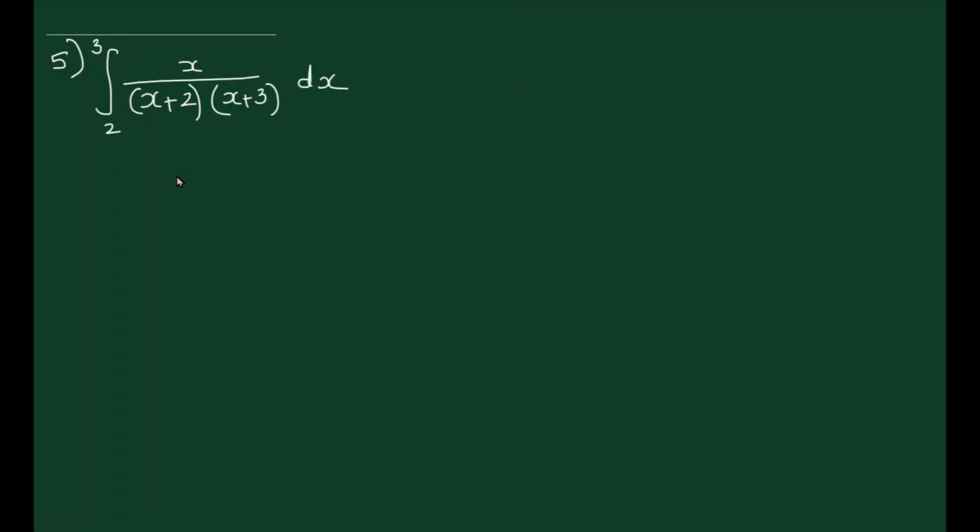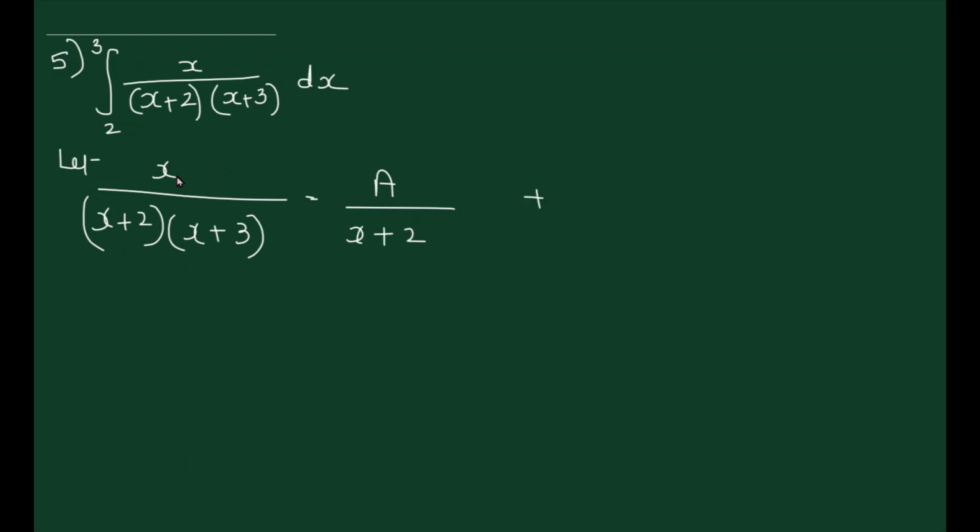In the fifth question, the question is the integral from 2 to 3 of x upon (x plus 2) into (x plus 3) dx. Now by looking at the sum, we know that it has to be done by the method of partial fractions. So we write over here, let x upon (x plus 2) into (x plus 3) is equal to a upon x plus 2 plus b upon x plus 3. This will remind you of partial fractions which we did in the previous chapter.